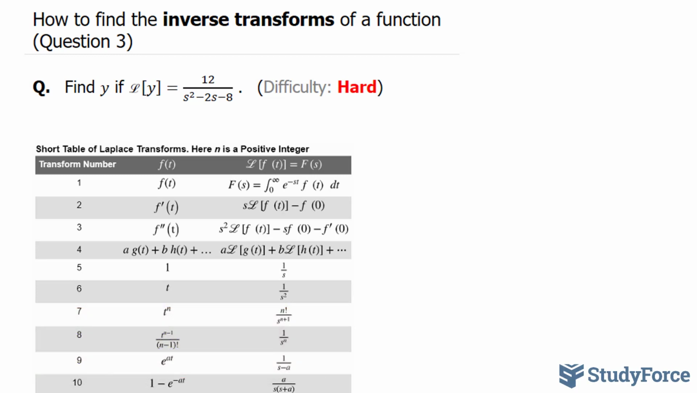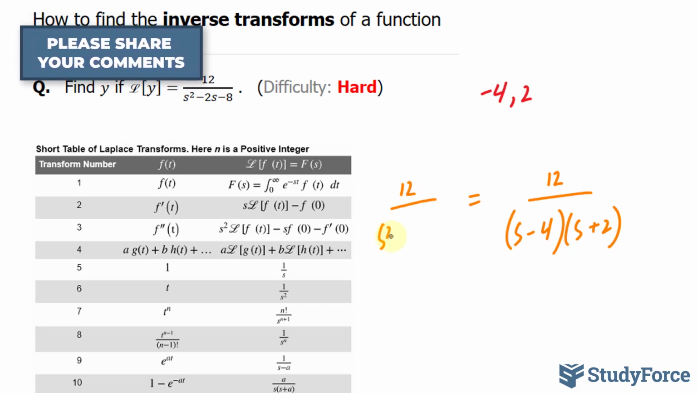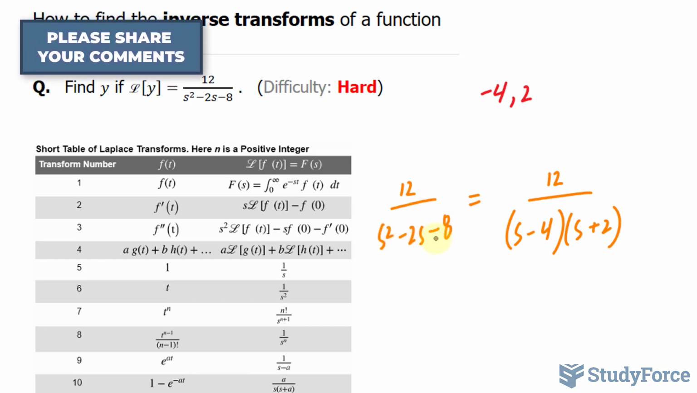There's only so many things you can do with quadratics. So if I look at this carefully, you'll notice that this is factorable, and you can find two binomial factors that will give you this. What two numbers multiply to negative 8 and add to negative 2? The two numbers that I'm thinking of are negative 4 and 2. And now that I found these numbers, I can rewrite this as 12 over s minus 4 and s plus 2. The left side will be 12 over s squared minus 2s minus 8.